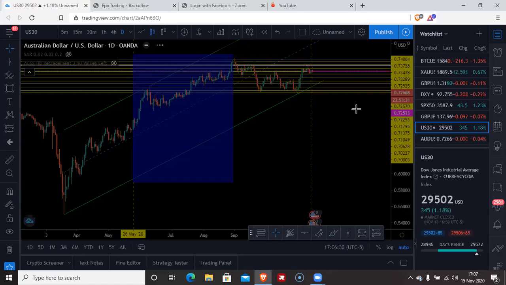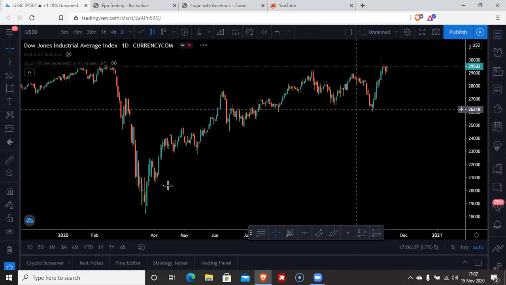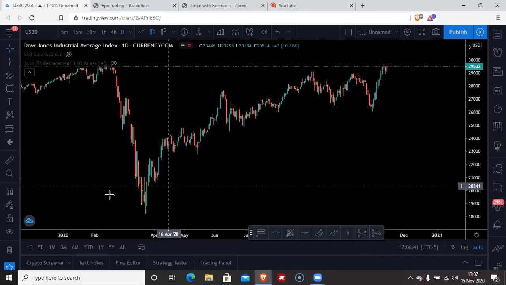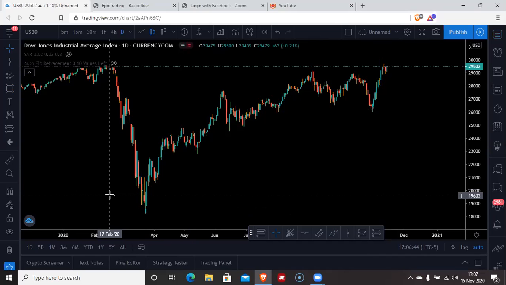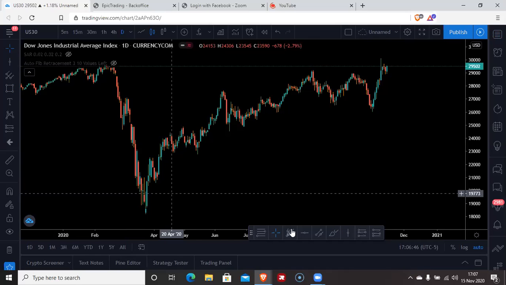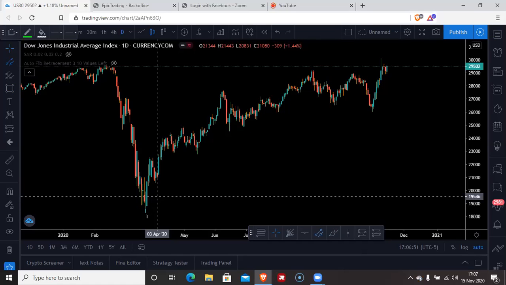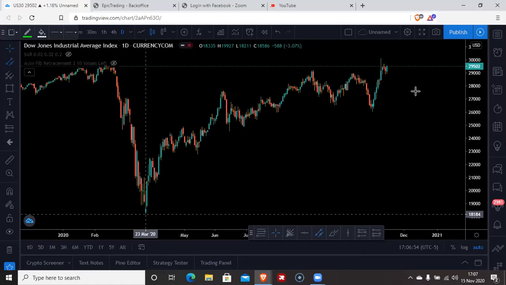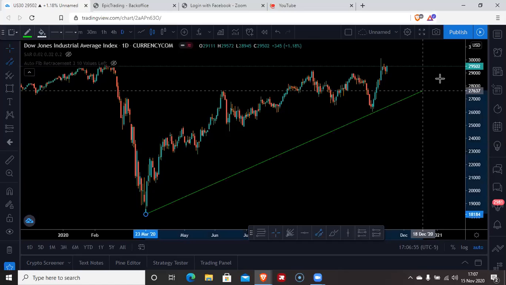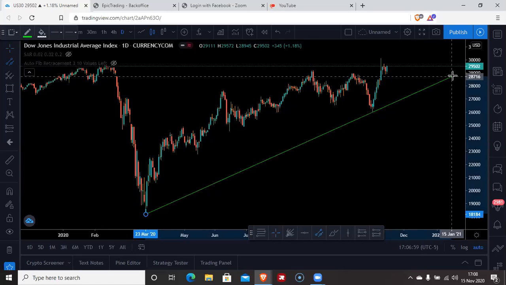And if you know US 30, that can change your account. I mean change your life. Literally, if you master this pair right here, you would never have money problems in your life. I want to say this is the most volatile pair that you can trade next to cryptocurrency.